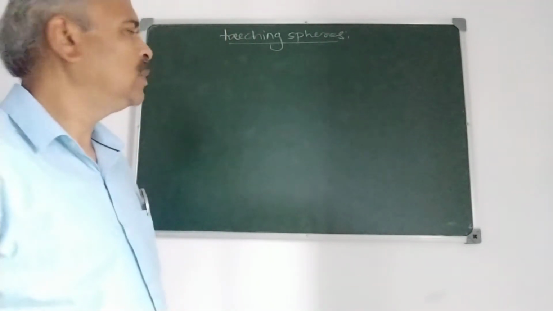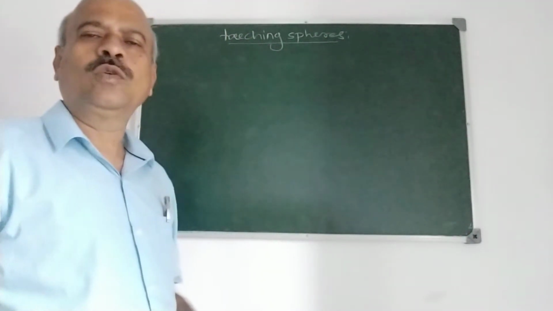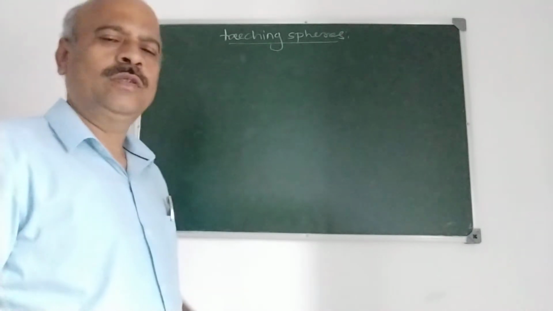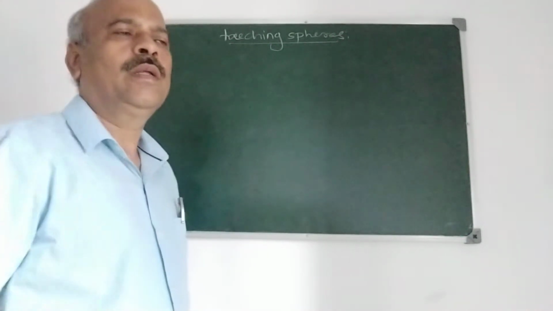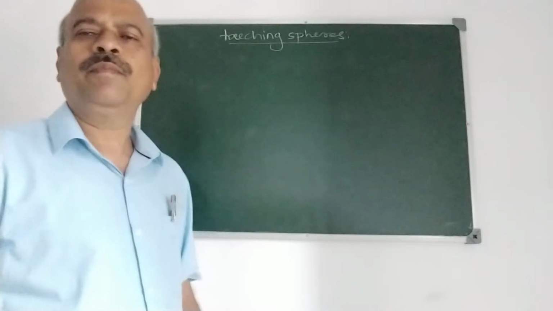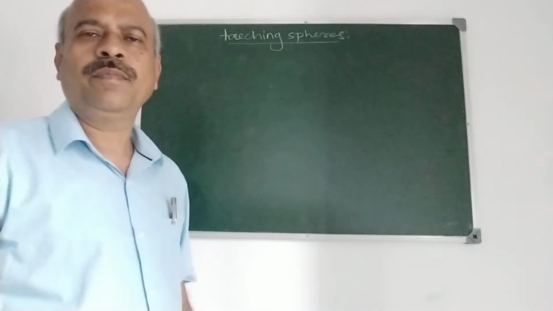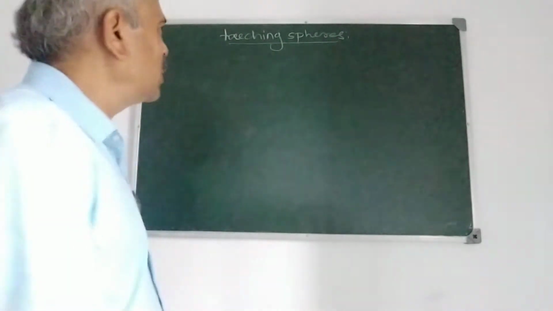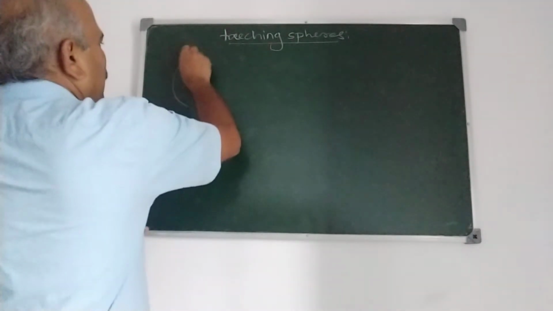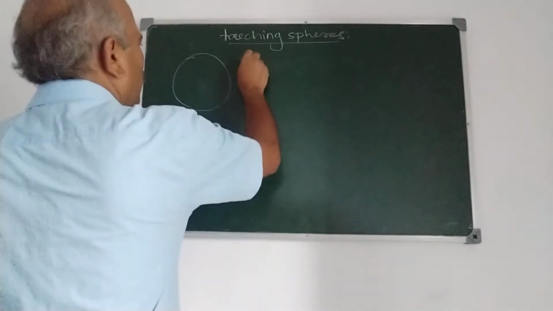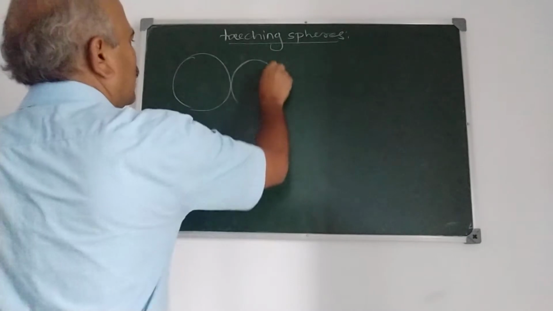Today's topic is the condition for two spheres to touch each other, and I will also explain that the plane section of a sphere is a circle. Two things I am going to explain. First is touching spheres, the condition for two spheres to touch each other.